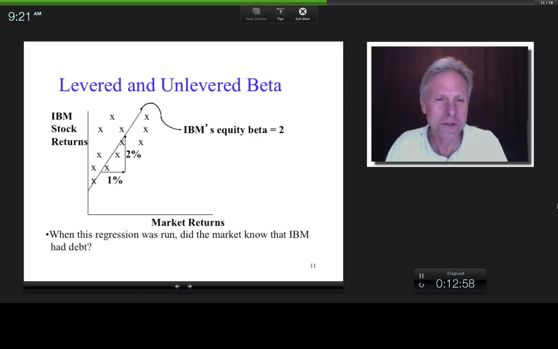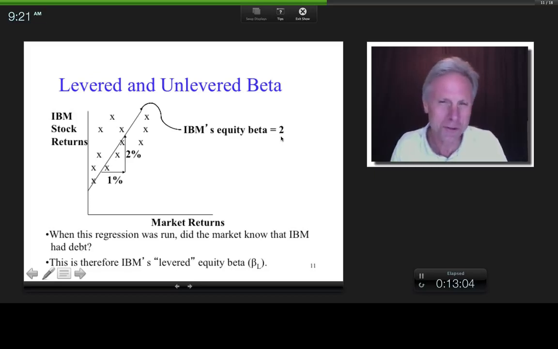So just to stress the fact that this beta, IBM's stock or equity beta, is our regular beta, and by the way, it incorporates the fact that IBM has debt. We're going to call that the levered equity beta, what I'll call the BL, the levered equity beta.